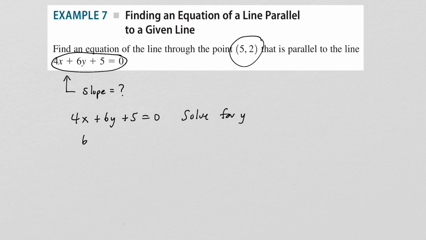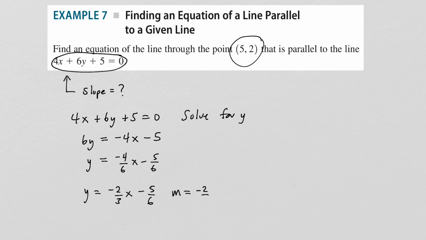So to solve for y, I'm going to subtract 4x, and I'm also going to subtract 5 from both sides. And then we'll divide by 6. So when we divide by 6, it will look something like this. And then I can simplify. -4 divided by 6 is the same as -2/3. So the slope of this line is -2/3.